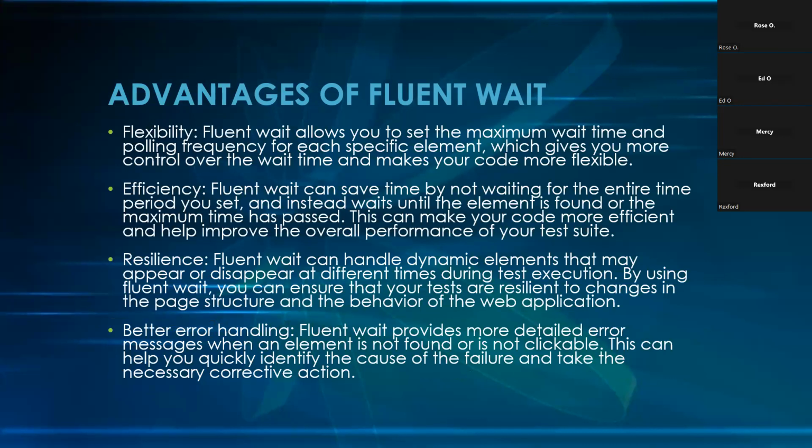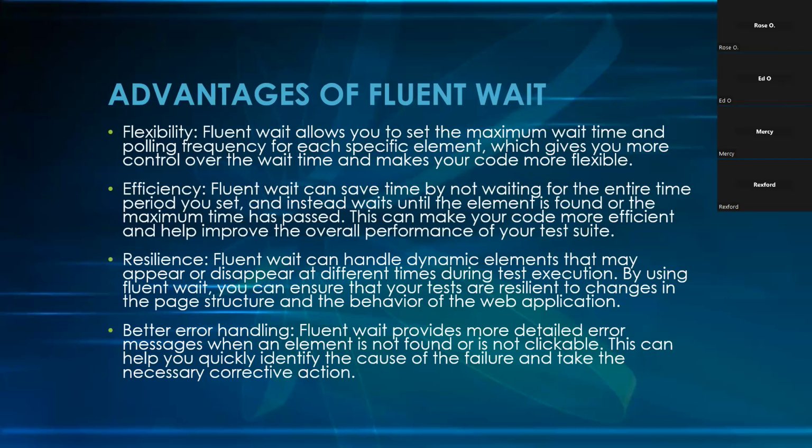Let's look at some of the advantages of FluentWait. Flexibility. FluentWait allows you to set up the maximum wait time and polling frequency for each specific element, which gives you more control over the wait time and makes your code more flexible. Efficiency. FluentWait can save time by not waiting for the entire time period you set, and instead waits until the element is found or the maximum time has passed.